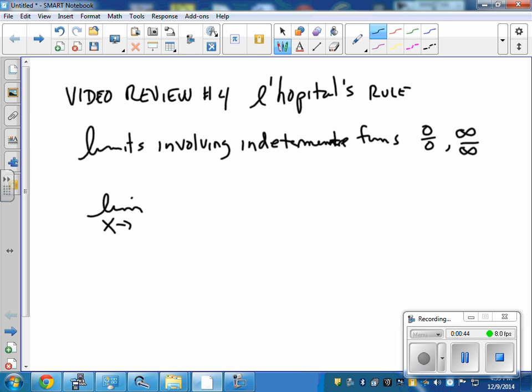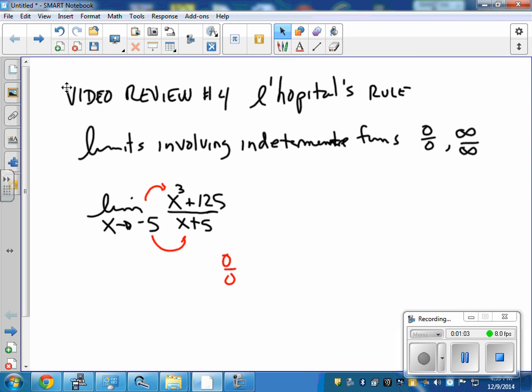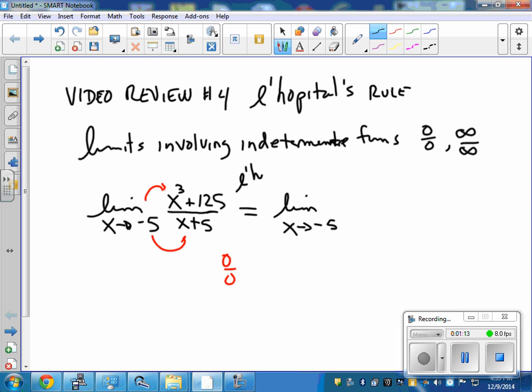The limit as x goes to -5 of x plus 5 over x cubed plus 125. Direct substitution, if you put -5 here and here, you would see you get 0 over 0, which is not the answer. So we're going to change this limit problem using L'Hopital into another limit problem. X still goes to -5, but now we're going to take derivatives, and we're going to take the derivative of this denominator and put it there.